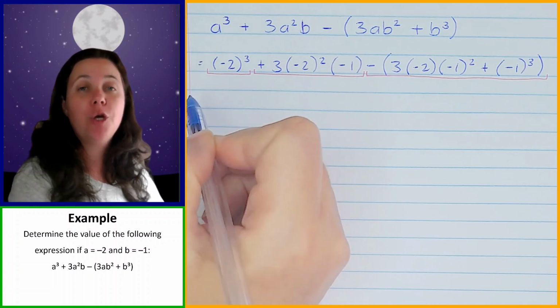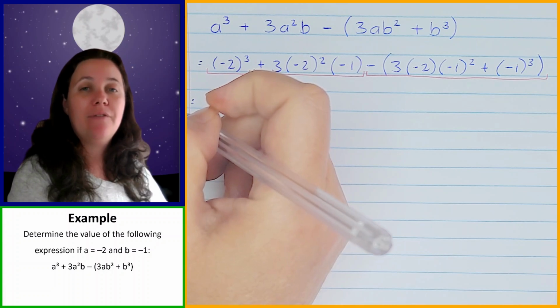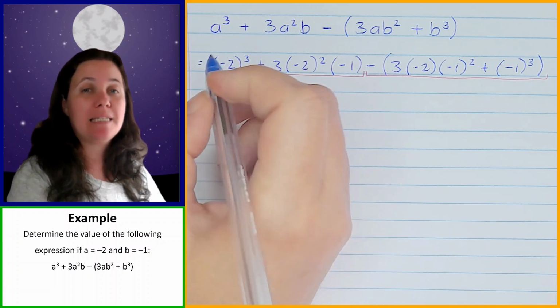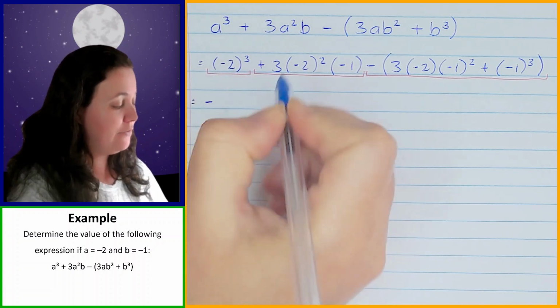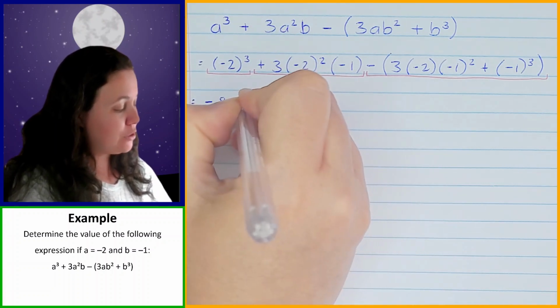Okay, now when you cube a negative number, it's going to stay negative. Remember, when you've got a negative number being raised to an odd exponent, it stays negative. So it's going to be negative, and then 2 cubed is 8. Okay, then I've got plus.